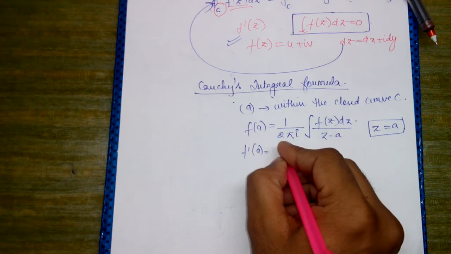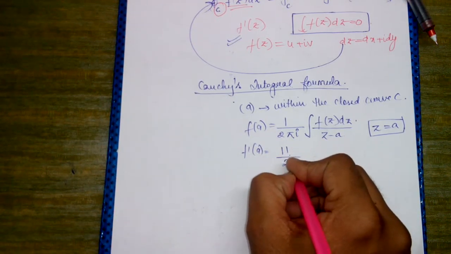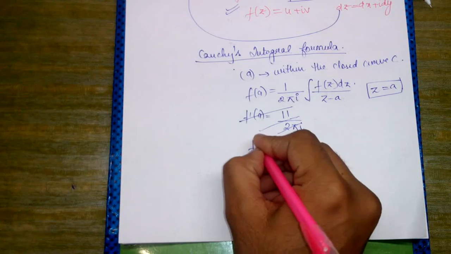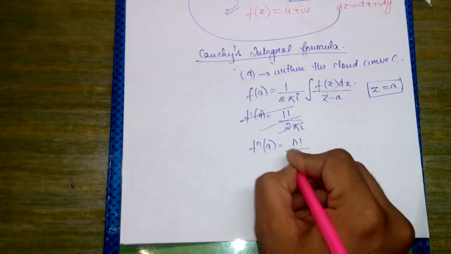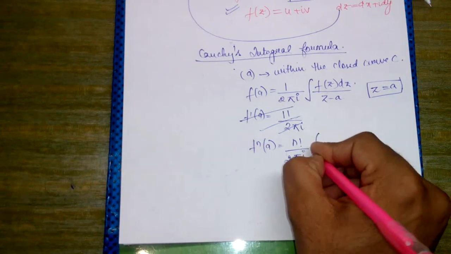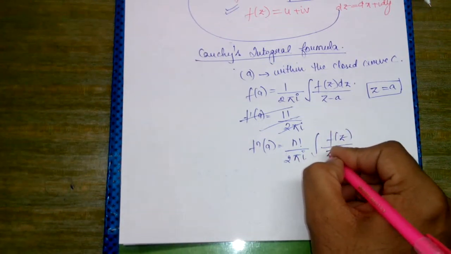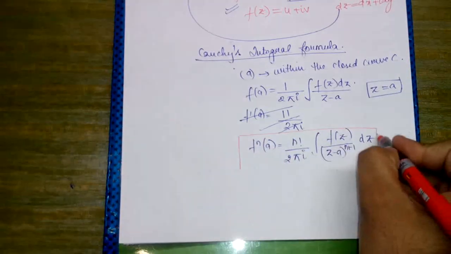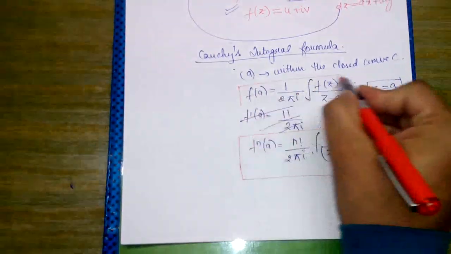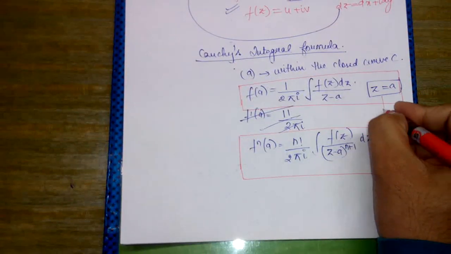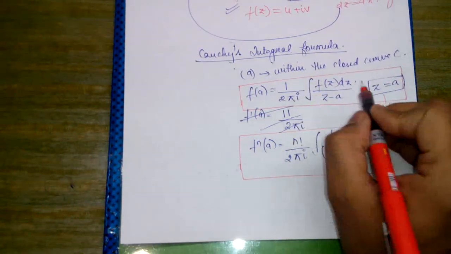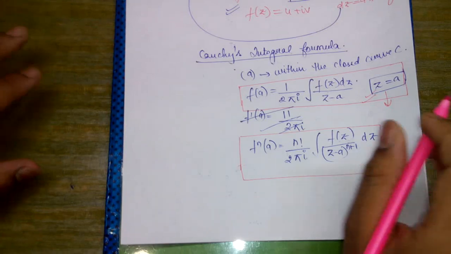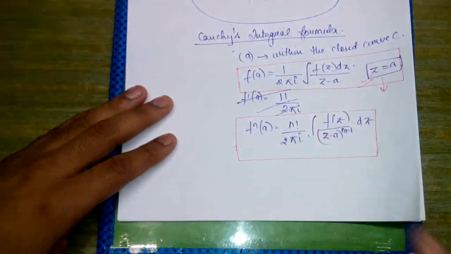then this is nothing but 1 factorial upon 2 pi i. Or in general, f to the power n of a is equal to n factorial upon 2 pi i integral f of z upon z minus a to the power of n plus 1 dz. We have to remember this, and this is Cauchy's integral formula. This point is simply telling you that the function is not analytic at this point and at every other point it is analytic. Now let us do one question and I will explain how to use this formula.